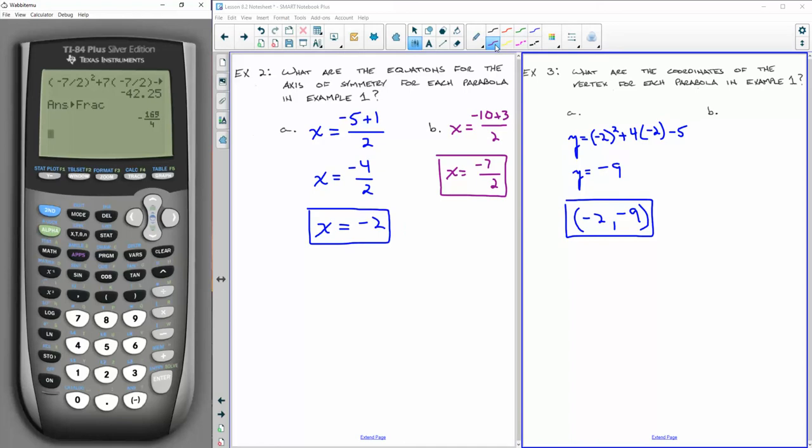Let's go with that. So how are we going to show our work here? Y equals negative 7 halves squared plus 7 times negative 7 halves minus 30, and that gives us y equals negative 169 fourths. So our vertex is at negative 7 halves, negative 169 fourths.